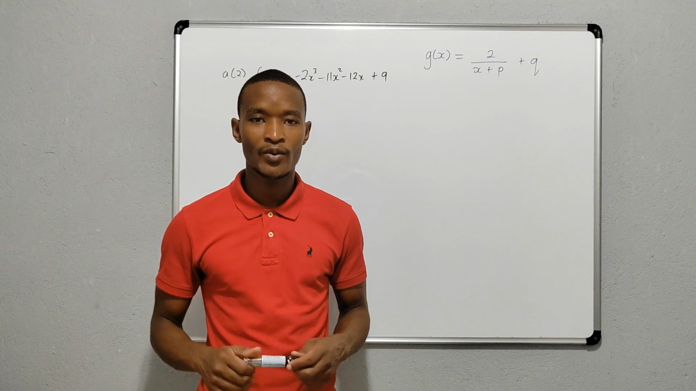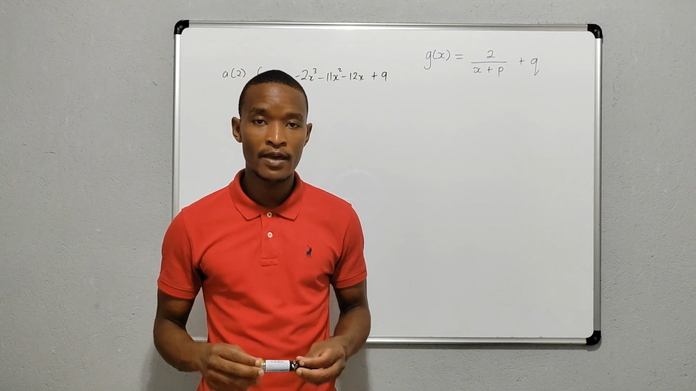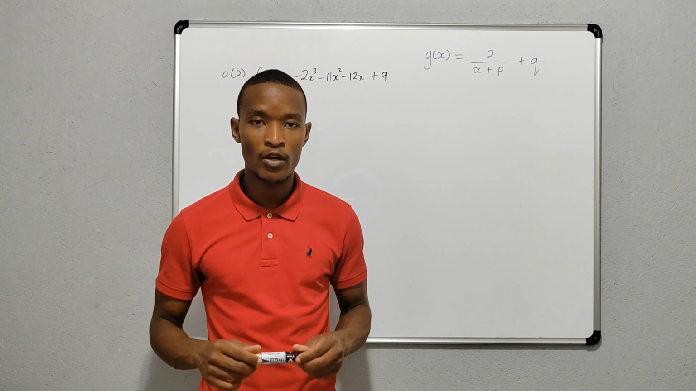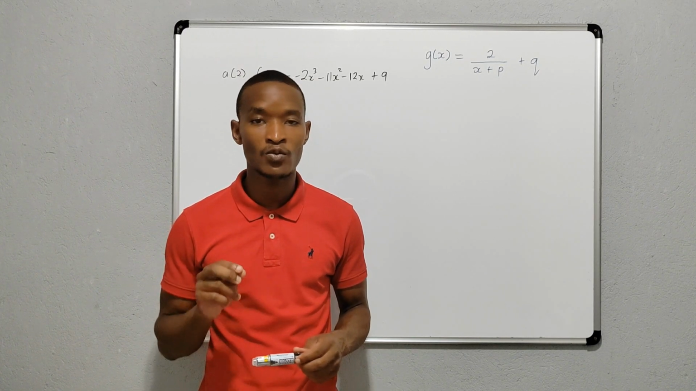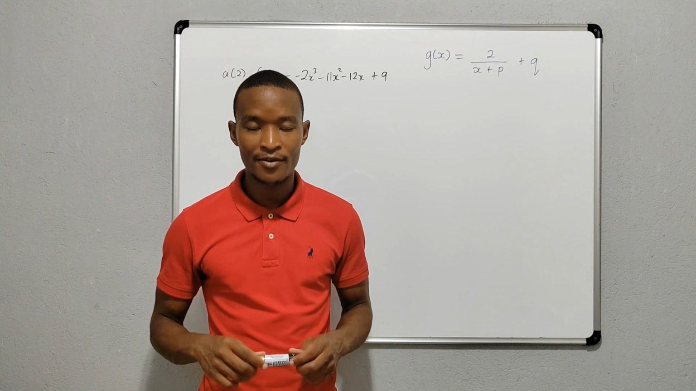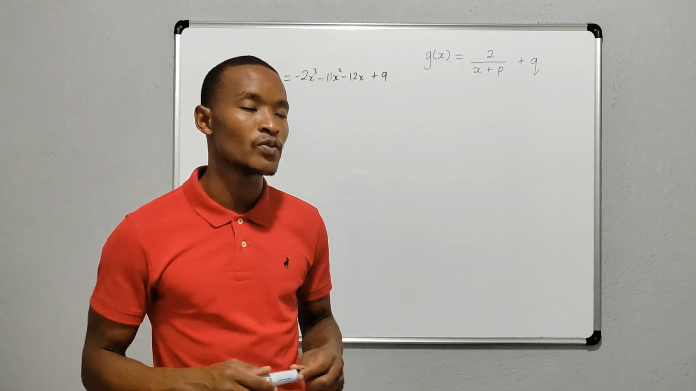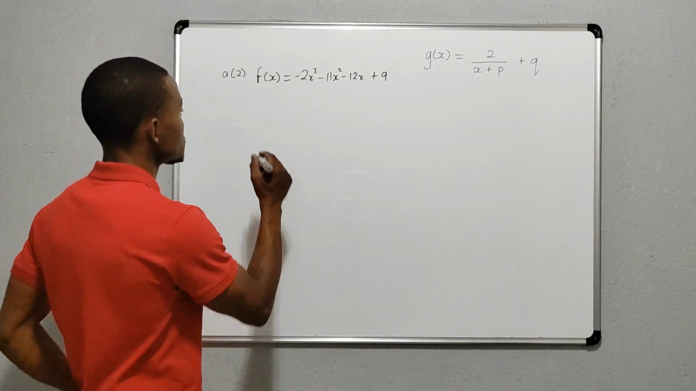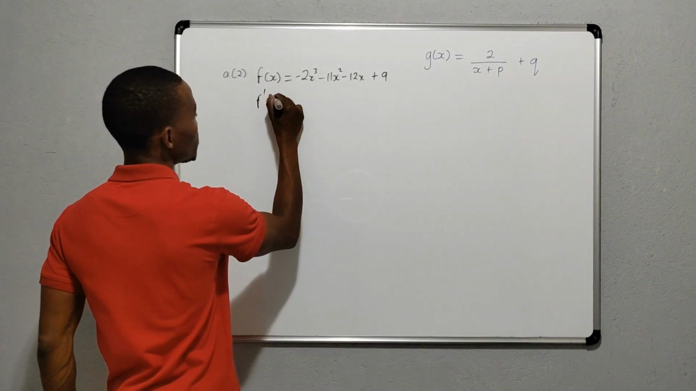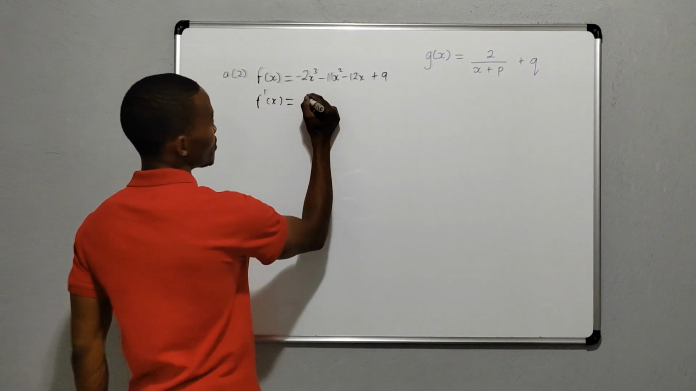Okay, so we need to find the x-coordinate of f. We are told in the question that f is a point of inflection. What do we associate that with? Second derivative, you're right. So let us go for it. We need to differentiate this function twice and then be able to get the solution to the question.